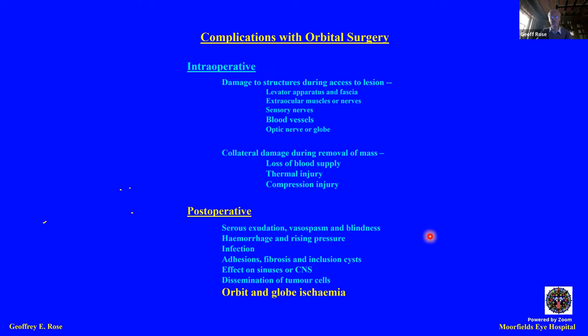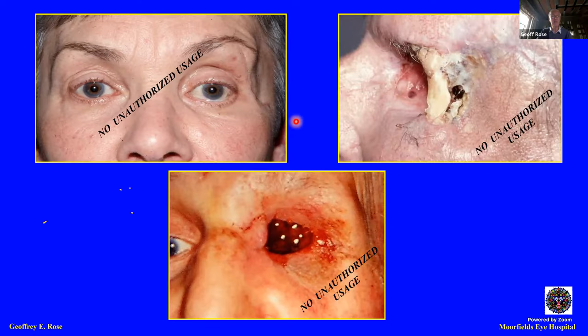And finally, orbital and globe ischemia, just some examples of damage due to ischemia. Ischemic change in the temporalis and the bone of the lateral rim has led it to collapse somewhat. Here in a post-irradiation exenteration socket, there is complete breakdown of the lateral wall due to ischemia, and this is mummified bone, which could be taken away, and it all healed up eventually. And again, breakdown of flaps due to previous radiotherapy.